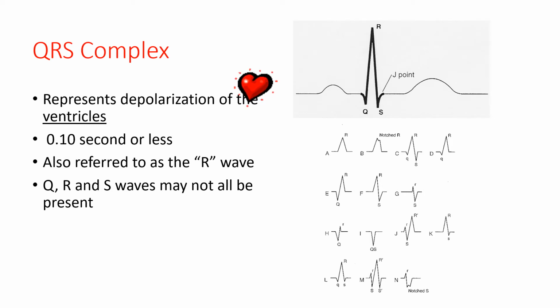Instead of saying QRS to QRS, we're going to be saying R to R, especially when we do our measurements and calculate our heart rate. So we are going to name these complexes pretty much R to R.